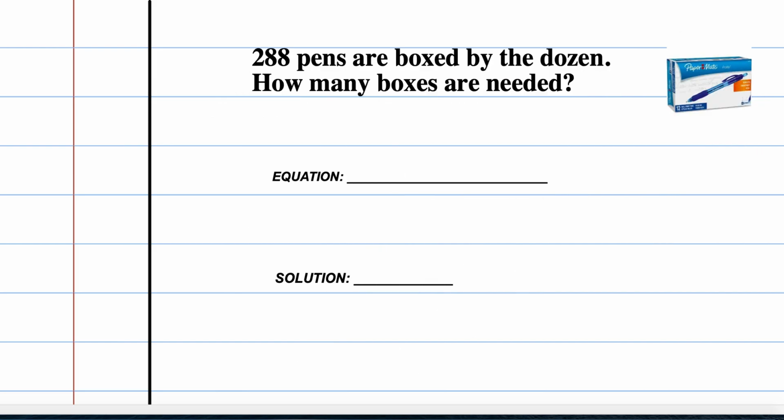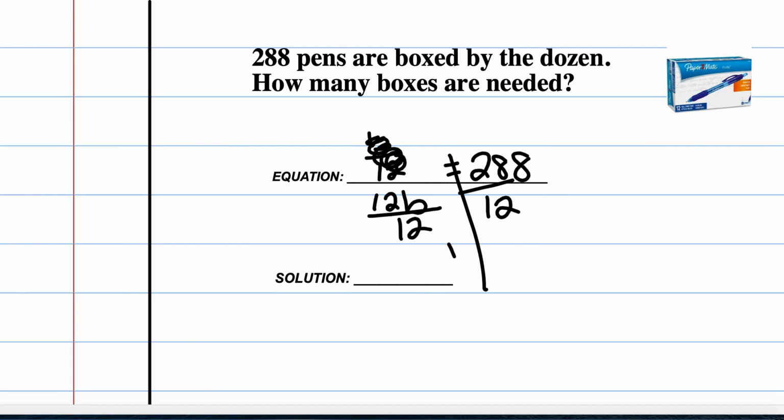This one's tricky. 288 pens are boxed by the dozen. How many boxes are needed? Give it a try. Okay, so if they are boxed by the dozen and we have a total of 288 pens and we know there's 12 in a box, we want to know how many boxes there are. If I would have divided, that would have been how many were in each box. So now I want to divide both sides by 12. And when I do that, B equals 3. So my solution is 3 boxes.